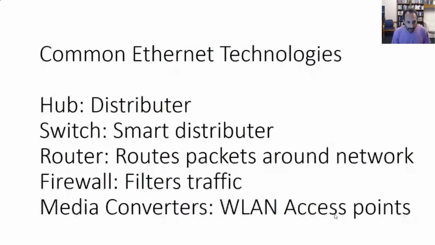Okay, routers route packages around a network. A firewall filters traffic, and it can be set up at different points in the network. And a media converter is something that takes something in one medium and converts it to another. So the thing that we experience the most is the wireless access points, you know, those kind of white domey things that you see on ceilings. And that takes the messages on the cable and converts it into Wi-Fi. So it's a media converter. Okay, and this is the switch.